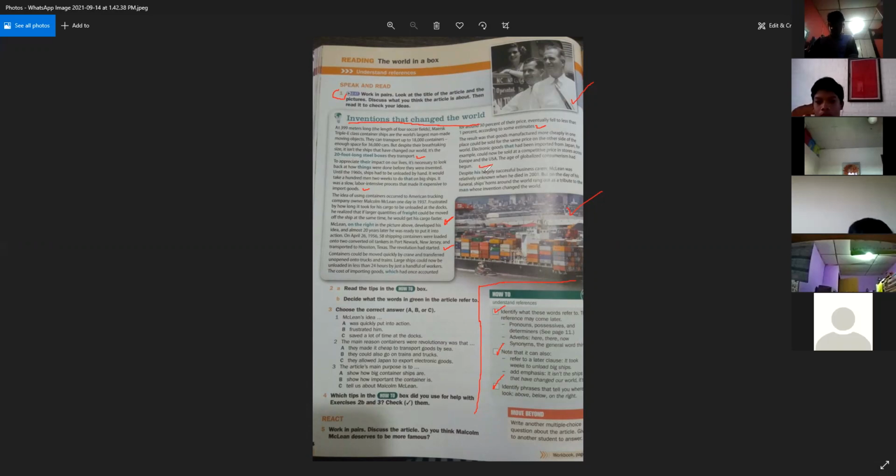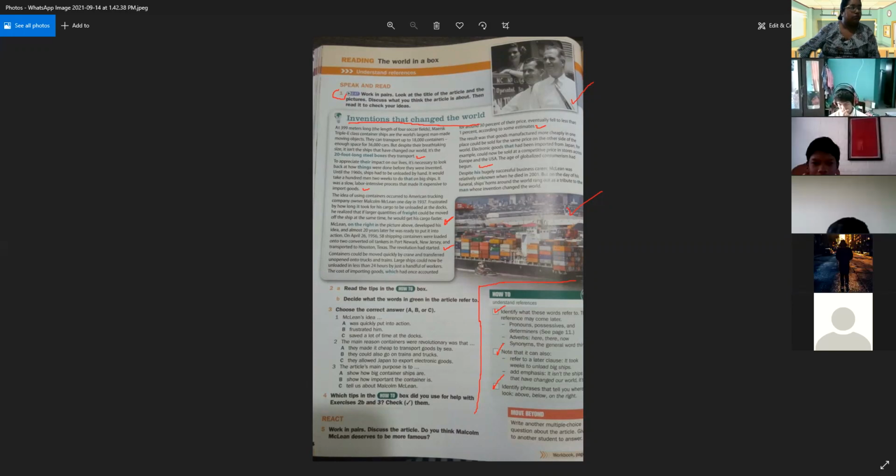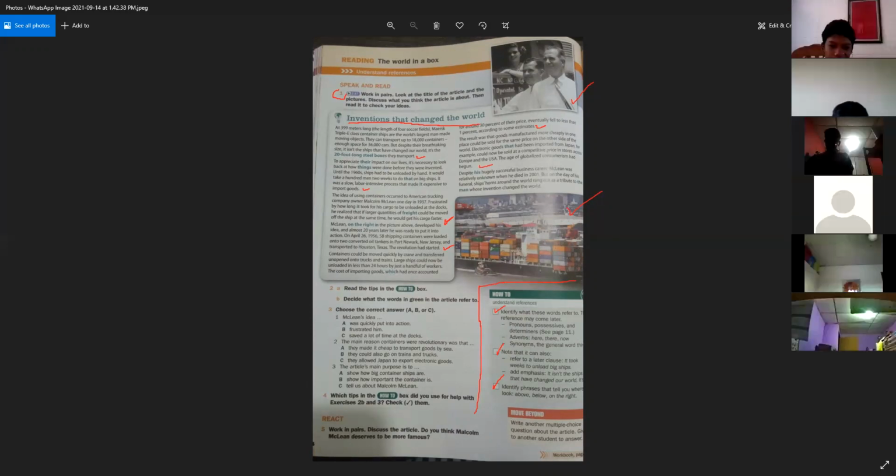But the result was that goods manufactured more cheaply in the one place could be sold for the same price on the other side of the world. Electronic goods that had been imported from Japan, for example, could now be sold at a competitive price in stores across Europe and the USA. The age of globalized consumption had begun.